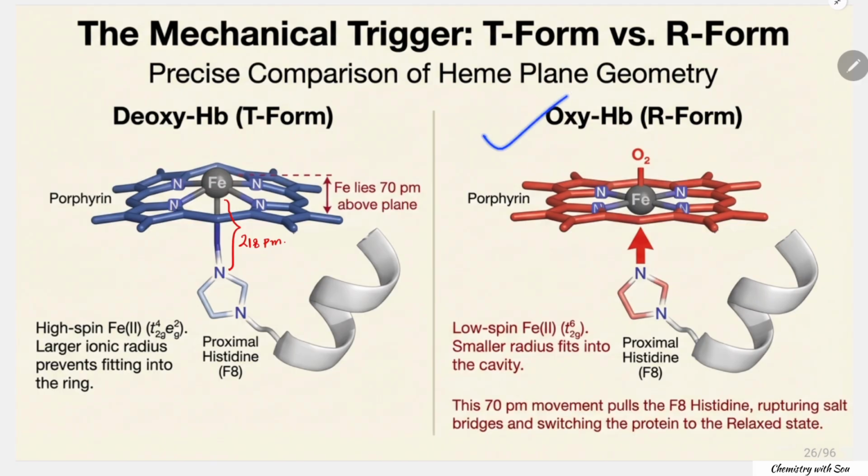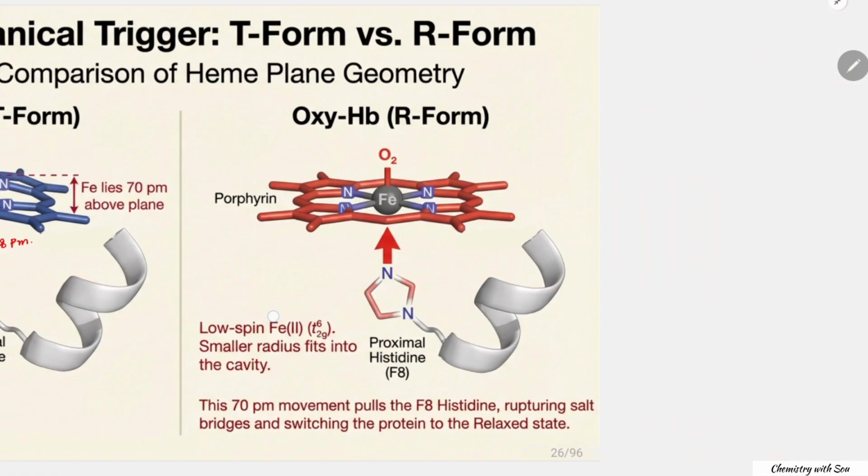So in the oxy form the salt bridge interaction is absent, but in the deoxy form, to give structural stability, the salt bridge interactions are present. So that is why this is called a relaxed state or R form.